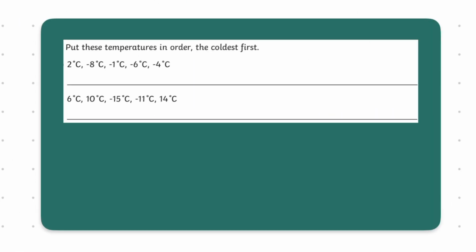Next question. Put these temperatures in order from the coldest first. So we can see for our first set of numbers, 2, -8, -1, -6, -4, we want to put them in order for the coldest first. So we want our biggest negative number. And our biggest negative number is -8 degrees. Our next biggest is -6, then -4, then -1, and then our hottest temperature is 2 degrees Celsius.